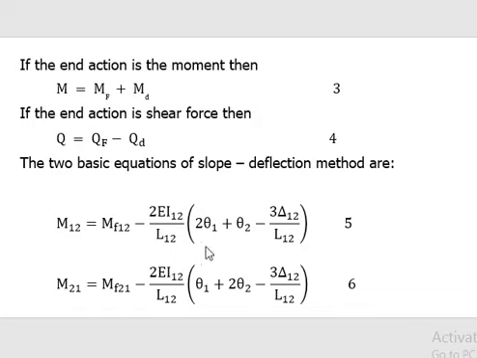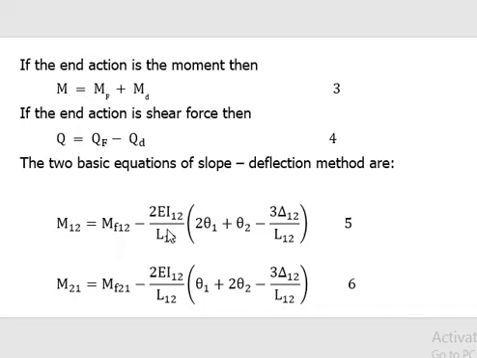In this case, we are looking at two supports. Let me say support 1 and support 2. Then the span is span 1, 2. In that case, at support 1 we have M12, and at support 2 we have M21, considering span 1, 2. So M12 is the moment at support 1 within span 1, 2, and is equal to MF12, that's the fixed end moment at support 1 within span 1, 2, minus 2EI.